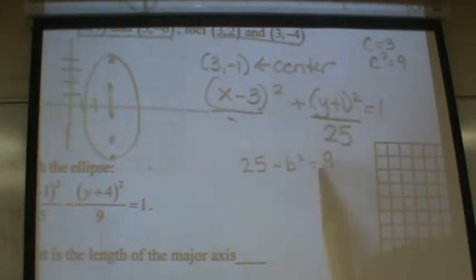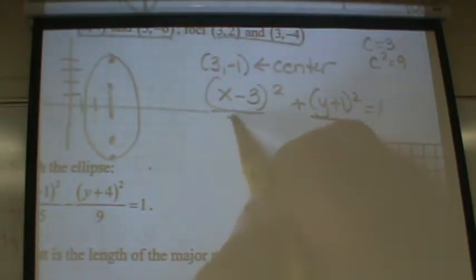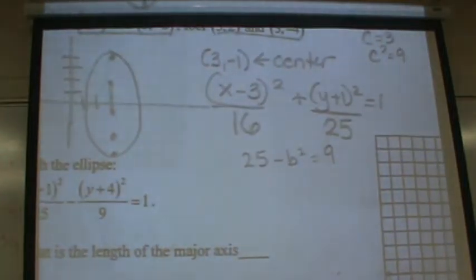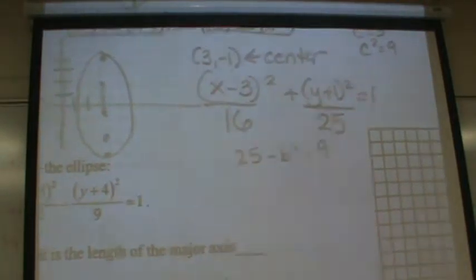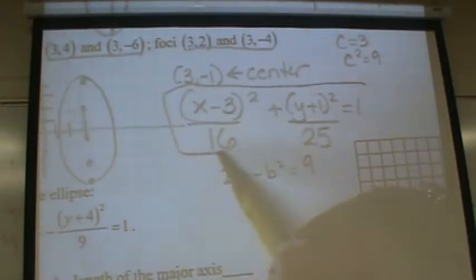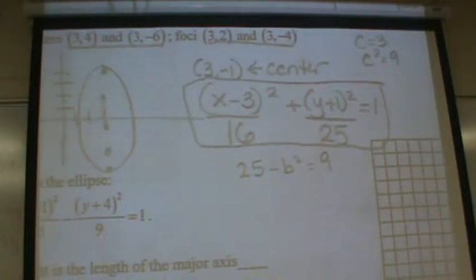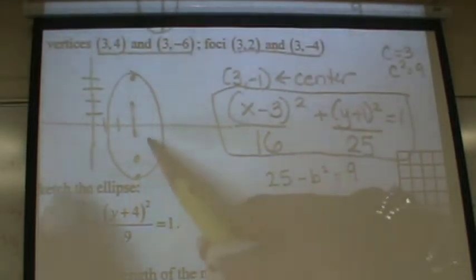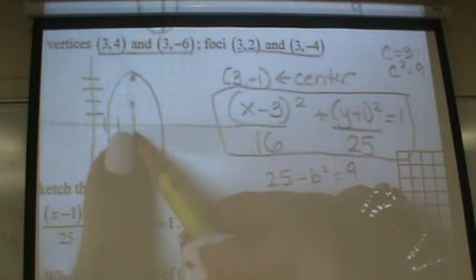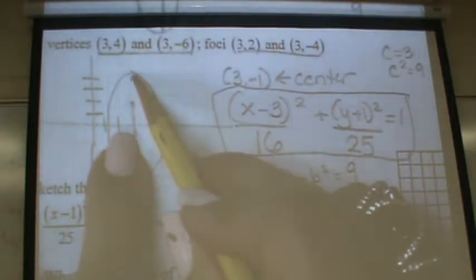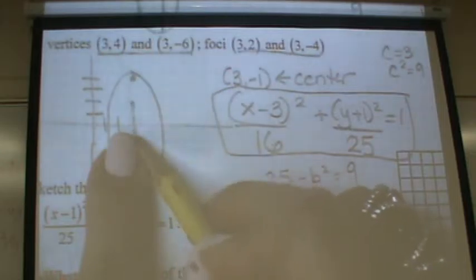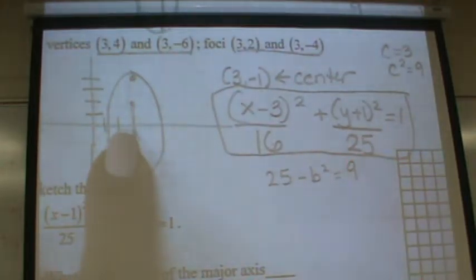If I subtract that and divide by negative 1, I get b squared equals 16. So that's your equation. Where did I get the 5? From the center to your vertex. That's your a value, and then you square it.